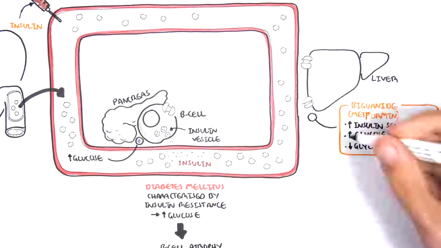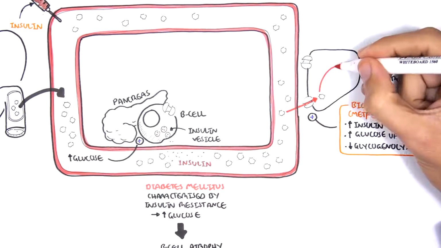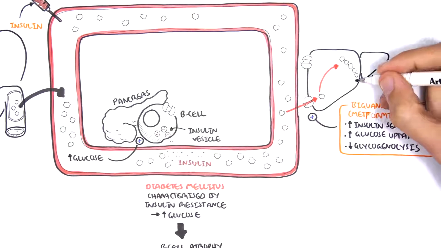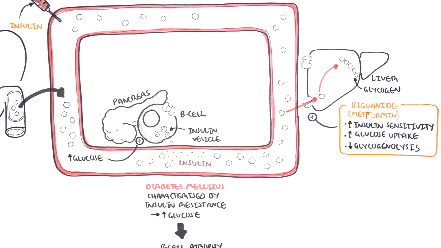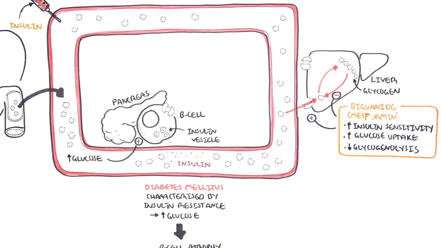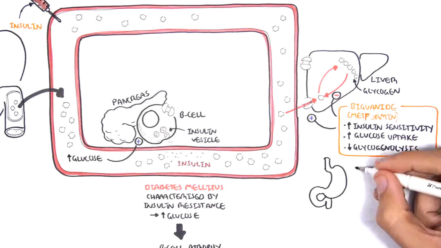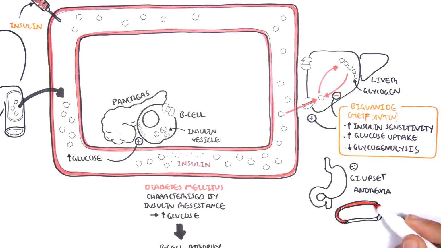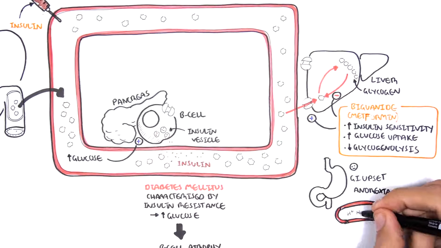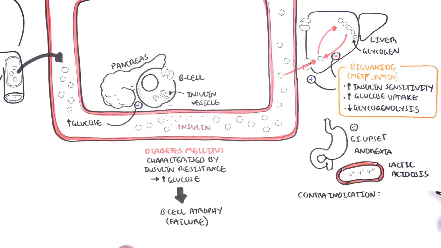So here in the liver, insulin stimulates glucose moving into the cell. And essentially, it will also stimulate glucose to store as glycogen. Metformin also inhibits the actual breakdown of glycogen to glucose so that the glucose is not released into the blood. The side effects of metformin include mainly gastrointestinal upset, anorexia, and a very important condition, lactic acidosis. Contraindications are for those who have liver and renal dysfunction. So you don't use metformin for these patients, or you have to be wary.